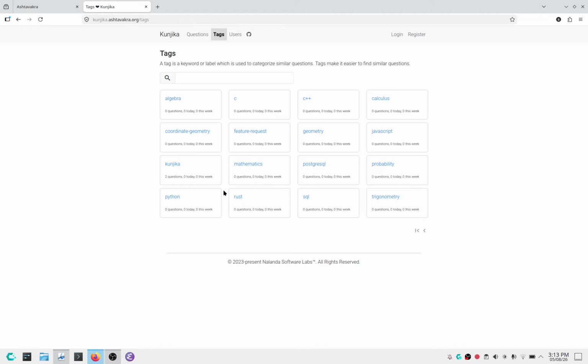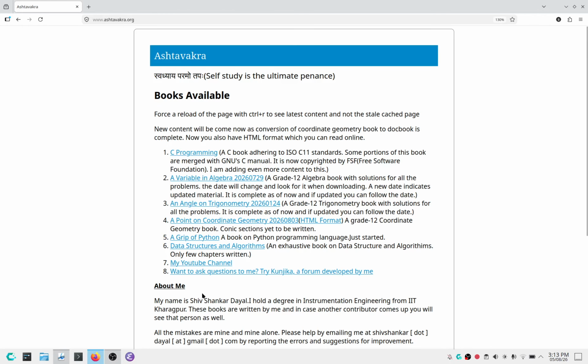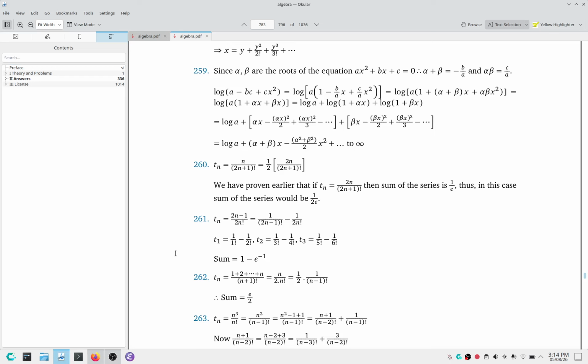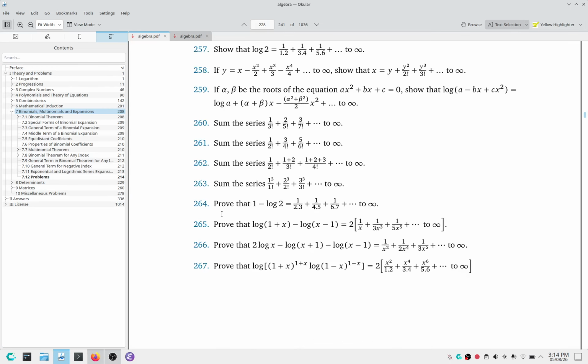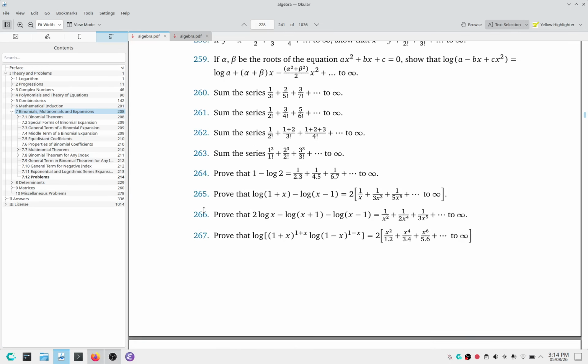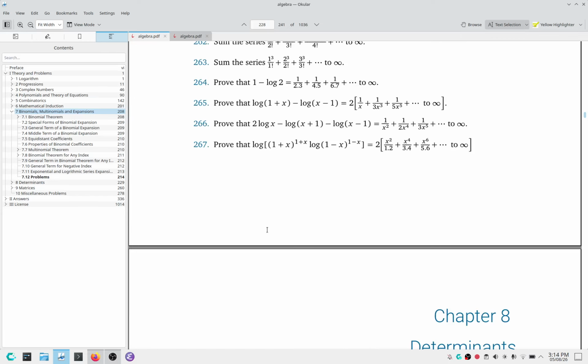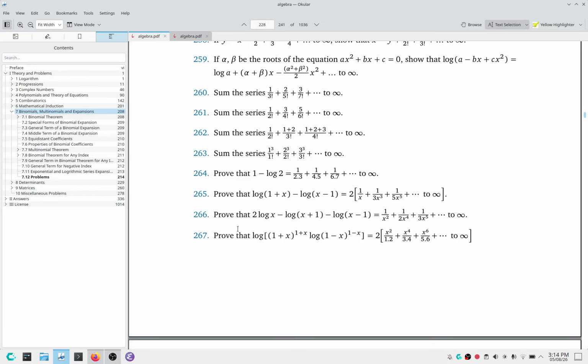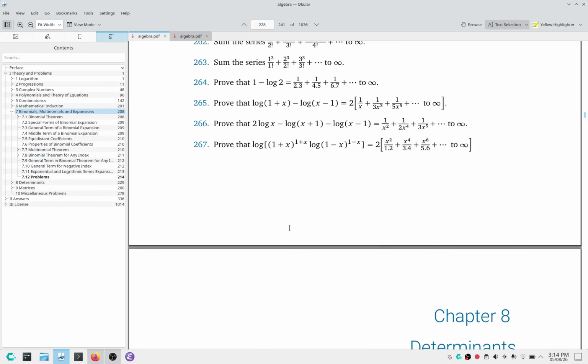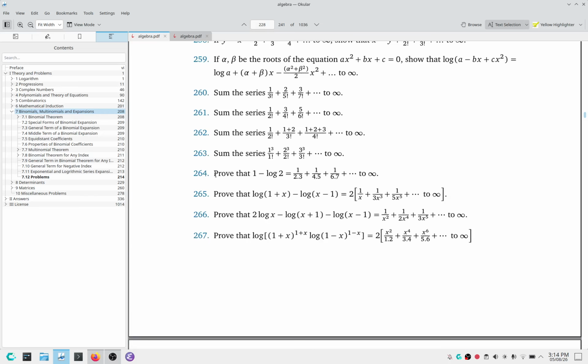So with this, I will take my leave and we'll meet again tomorrow with the remaining problems on binomial. I think 7 more problems are remaining, 261 to 267, and we will finish this chapter tomorrow. And then we will move on to determinants after that. So starting on 7th August, we will have determinants.